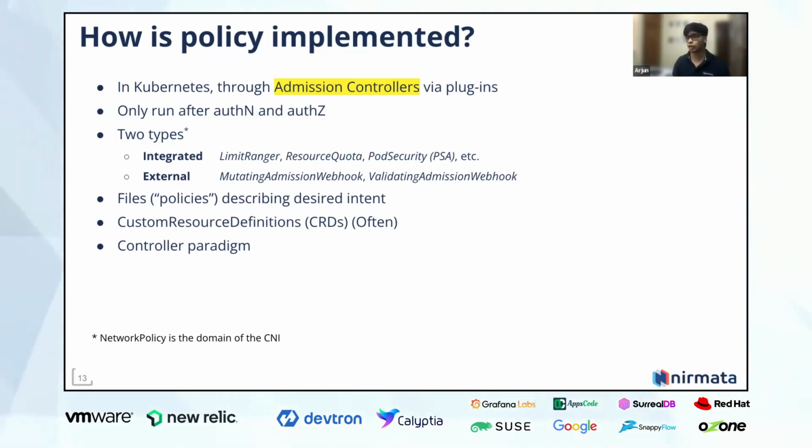And there are two types of admission controllers. One is the integrated one, which is what Kubernetes supports out of the box. There can be such as Pod Security, PSA. Earlier we used to have PSP as well. So resource quota, limit ranger, all these are examples of integrated admission controllers. And then we have external admission controllers, which are defined through two Kubernetes resources, which are mutating admission webhook and validating admission webhook. So basically, these are just definitions of those admission controllers. You just define that these resources that are coming in should go to these admission controllers.